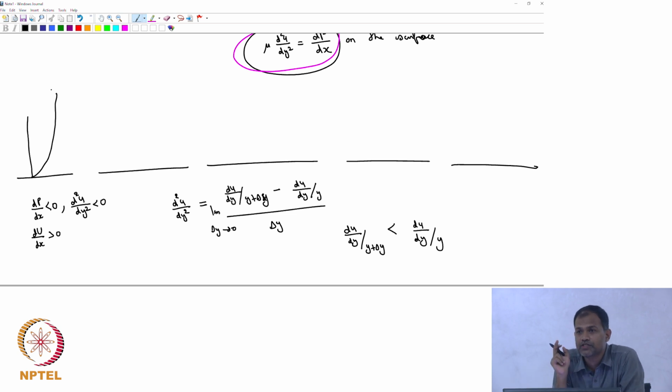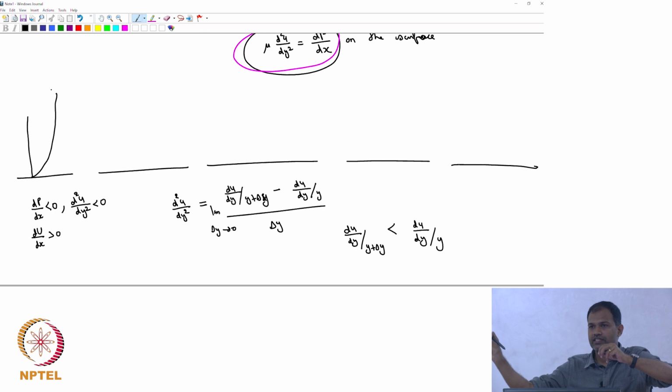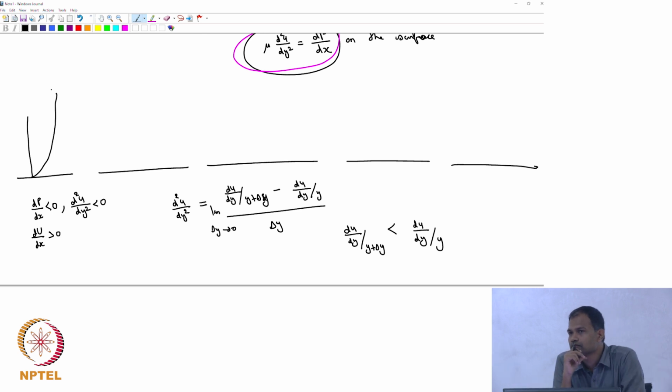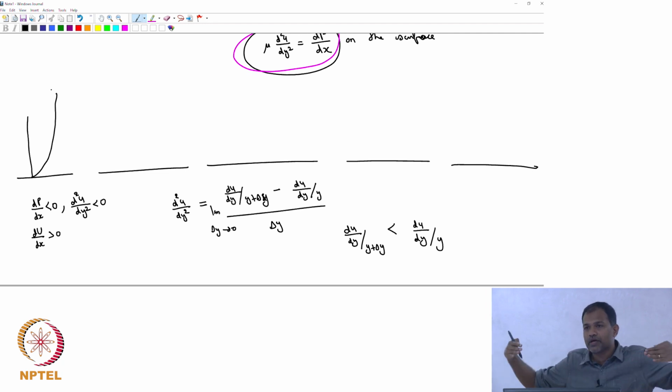Come here, du by dx, you're arguing du by dx is not small. I'm saying that du by dx is going to be smaller than du by dy. Okay, because u changes from 0 to capital U in a small distance of y, while u will be changing very slowly along the x direction. So it has to be a sort of slowly converging. It has to be something where this approximation holds.